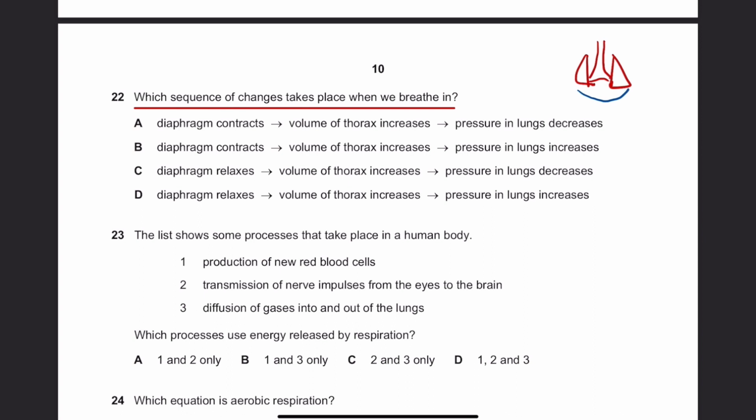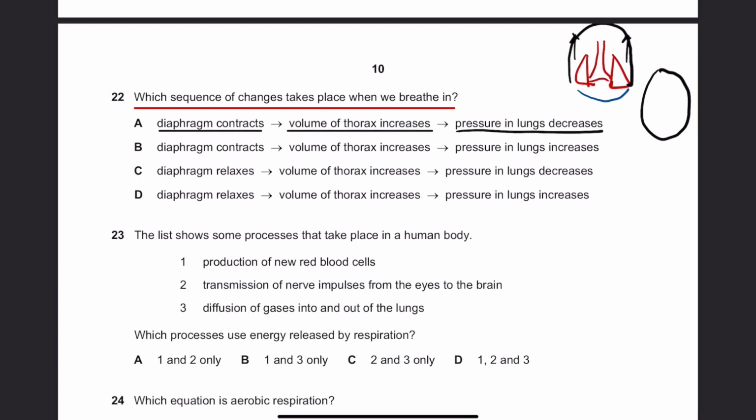And also the rib cage moves up and outwards, upwards and outwards. So the rib cage actually goes up, so the whole volume of the thorax gets increased. Increase in the space, if the space gets bigger, the pressure becomes decreased. So diaphragm contracts, volume of thorax increases, pressure in lungs decreases. A is the correct answer for this question.